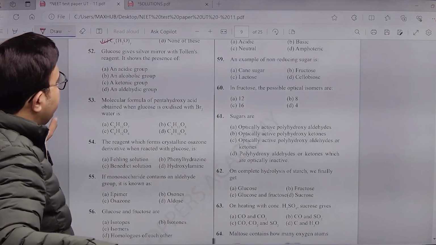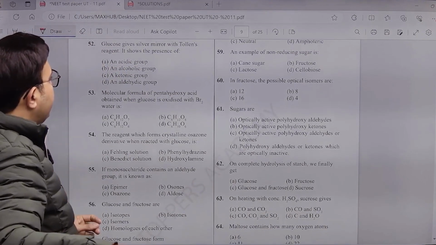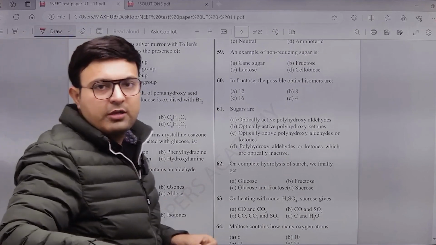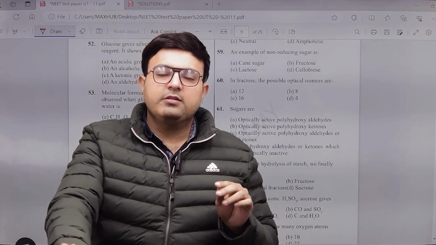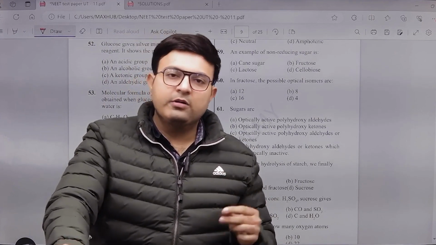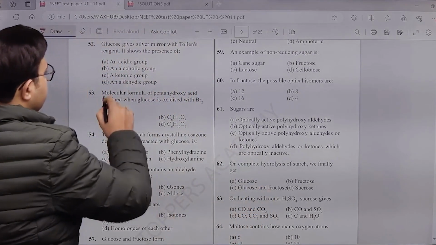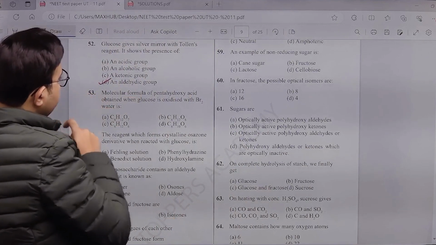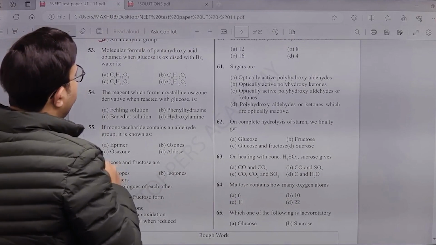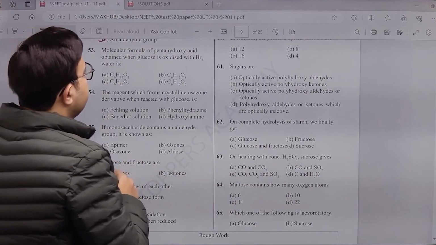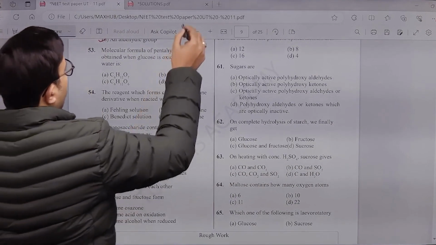Glucose gives the silver mirror test with Tollens' reagent. It shows the presence of, okay, the Tollens' test is given only by the aldehyde group. This is a test used to differentiate between aldehyde and ketone. So aldehyde will be the correct answer. Next: the molecular formula of the pentahydroxy acid obtained when glucose is oxidized with Br2 water is, okay.